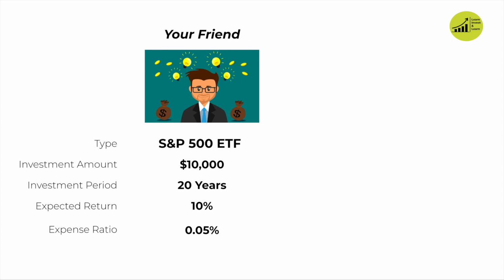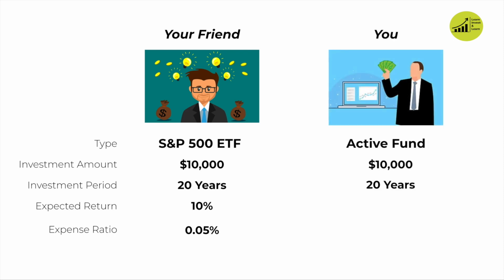At the same time, you decided to put the same amount of money in an actively managed mutual fund. Actively managed mutual funds are managed by professional investment managers who try to pick stocks that will outperform the market. However, they typically have higher fees than passive investment, and in this case, the fee is 2%.